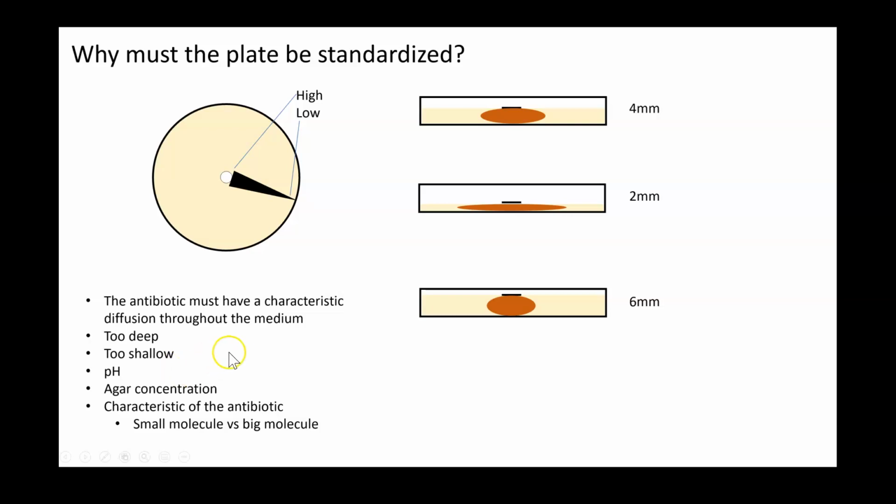So if we have an antibiotic whose molecular structure or molecular weight is quite small, it's going to have a faster and therefore bigger diffusion pattern than an antibiotic that's very big. So it's really important when we're thinking about the theory behind this test that we don't compare antibiotics to each other because their diffusion patterns are different depending on their molecular weight.